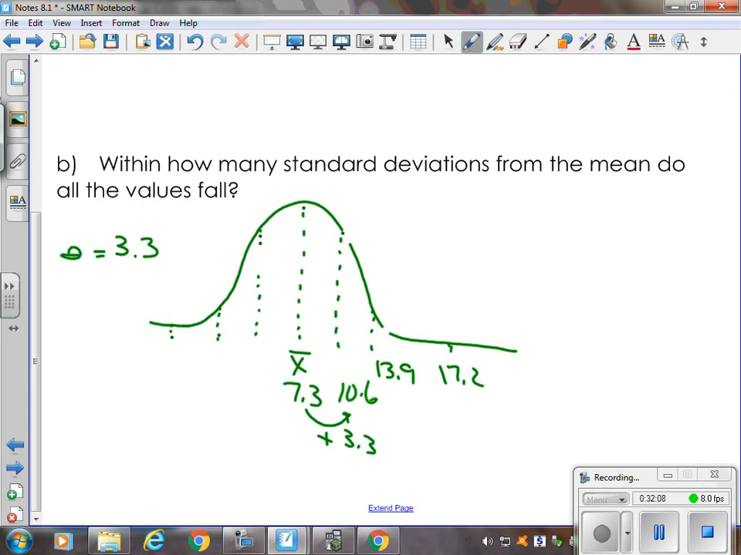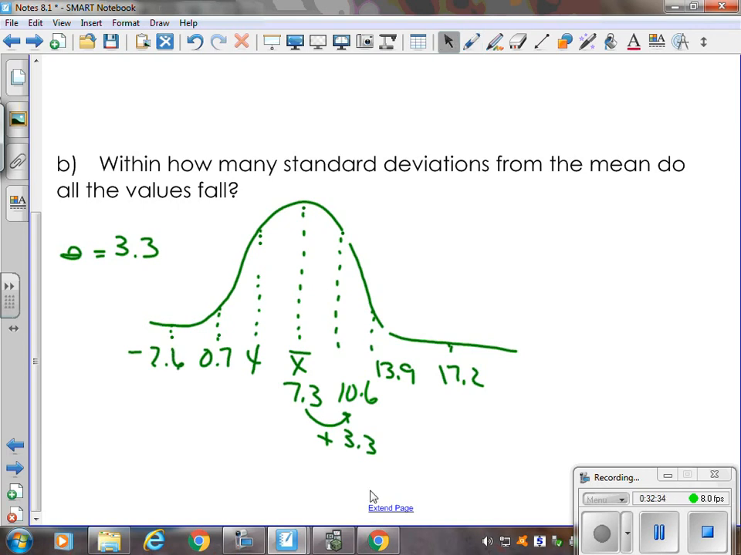So to find the 3 on the other side, you do the opposite. You subtract. So we'll take 3.3 off of 7.3 and get 4. Take 3.3 off of 4 and get 0.7. And then I don't think I need to calculate the other one, but I will. What's that going to be? Negative what? 2.6. All right.